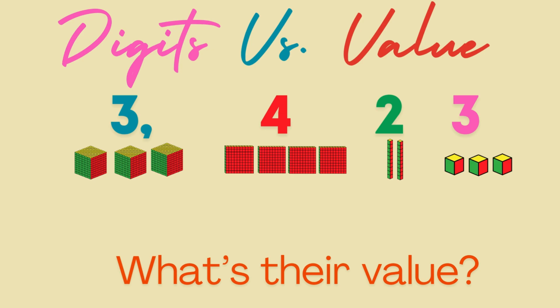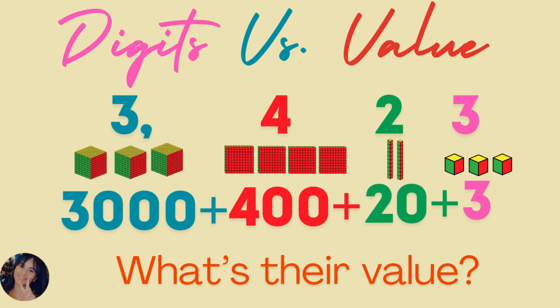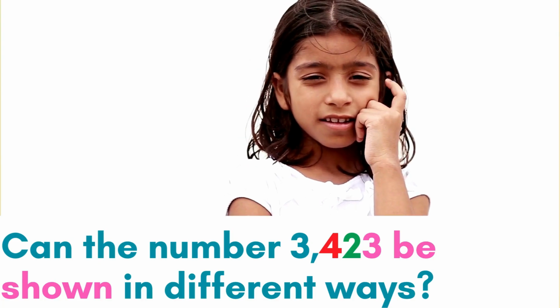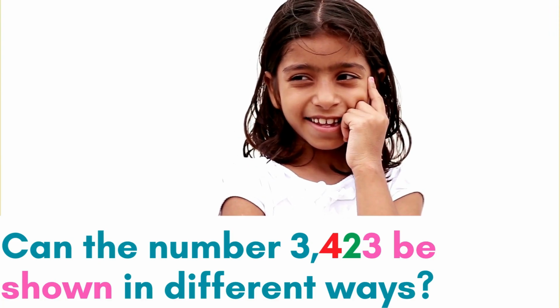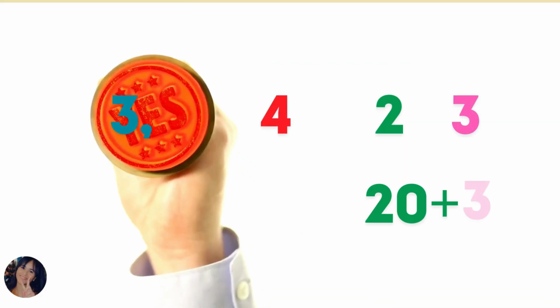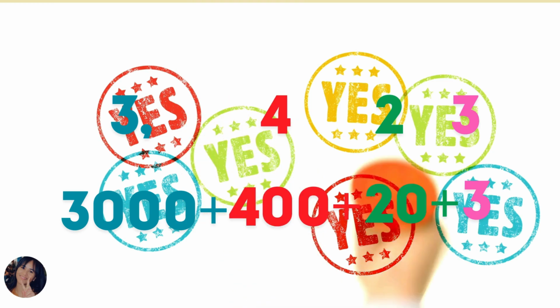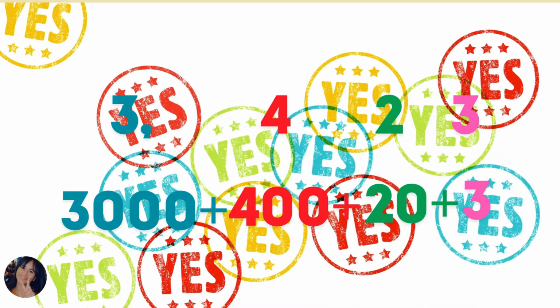Now let's look at it in expanded form. So 3,000 plus 400 plus 20 plus 3 will give us the number 3,423. That shows us the value of that number. Can the number 3,423 be shown in different ways? Yes, yes, yes, yes, and 1,000 times yes. 3,423 can be shown in many different ways.